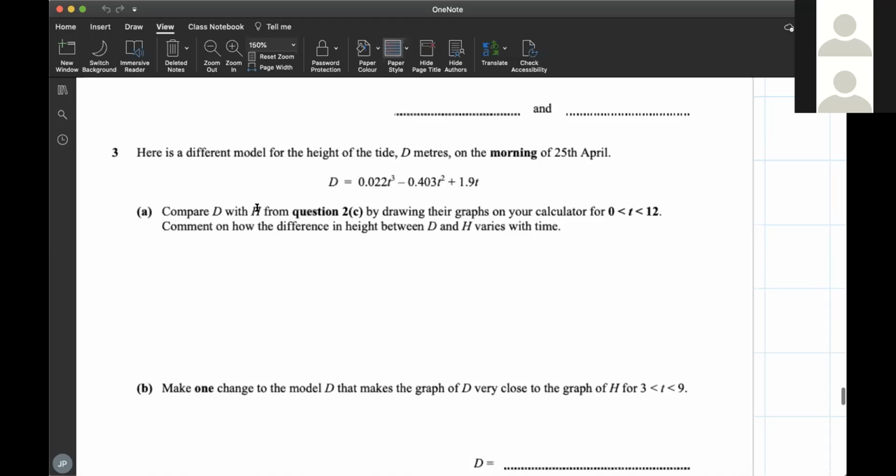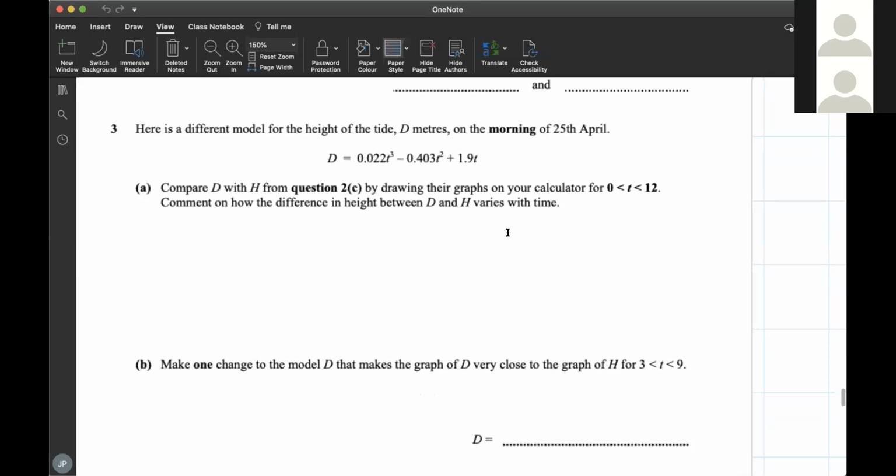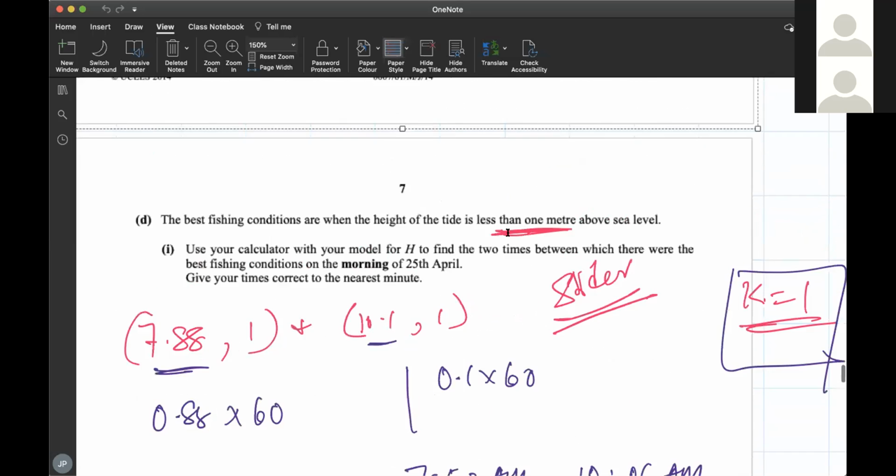It's given here. Compare D with H from question C by drawing the graphs on your calculator for T from 0 to 12. Comment on how the difference in height between D and H varies. What a beautiful question. What a beautiful question. They have said the same thing, the same phenomenon called the height of the tide.